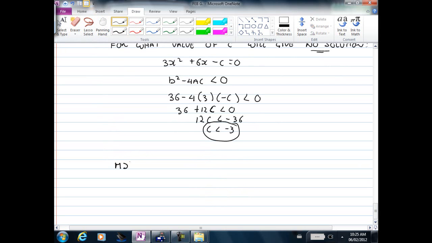mx squared minus 4x plus 3 equals 0. For what value of m do I have two different solutions? And notice I use the word different. I don't simply say two solutions, I say two different solutions. I want you to find for what value of m do I have two different solutions.